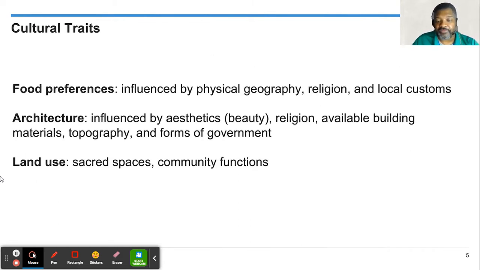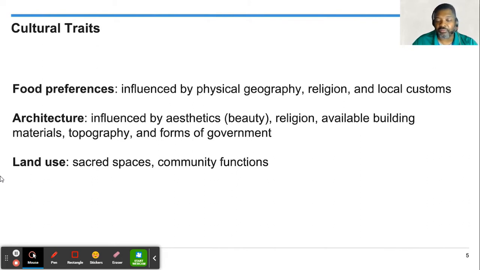Food preferences can be influenced by a group's agricultural ability, including what types of climate and soils are in the region. Religious restrictions also influence food choices. For example, have you ever tried halal or kosher foods? They must be prepared in a specific fashion.